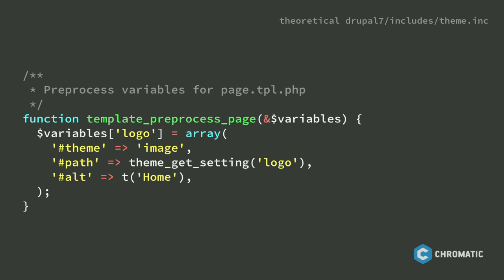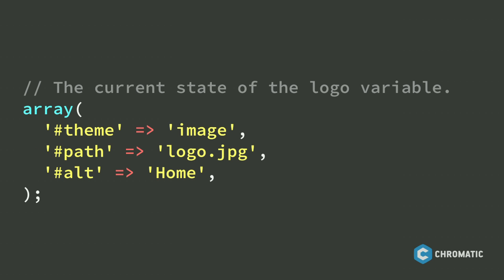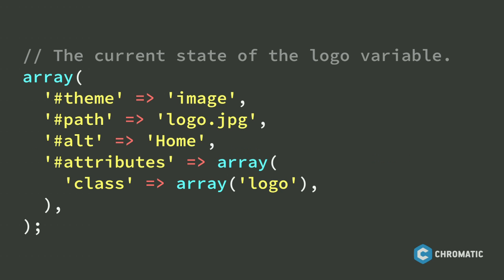And this is going to produce the same markup that was returned by the previous example of the theme function. Once again, we DPM that variable from within our theme's preprocess function to see what we're working with, and it's still an array. So we could totally work with this. We can add our class to the attributes property in our render array. And now this is what the current state of the logo variable looks like.